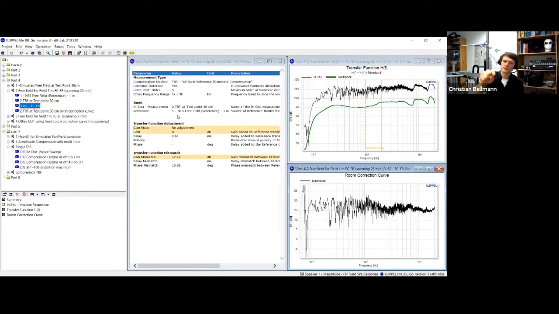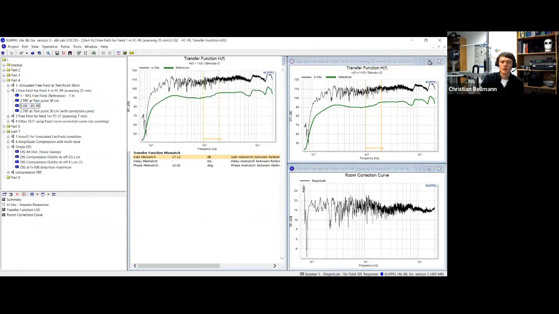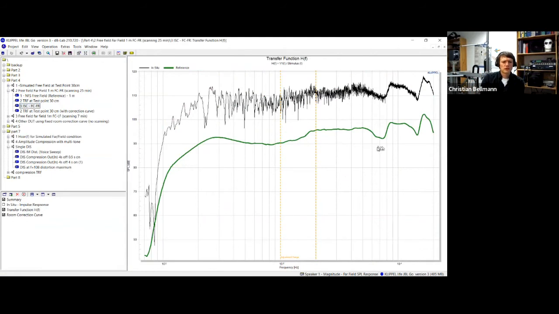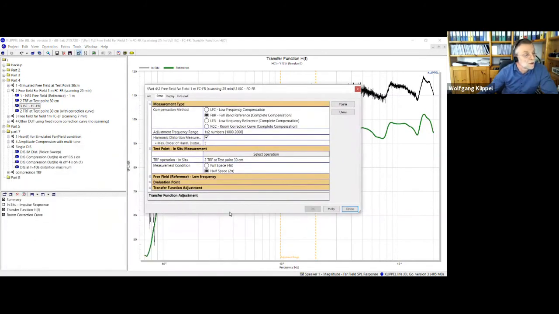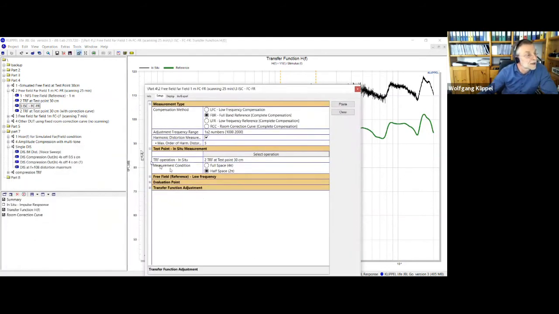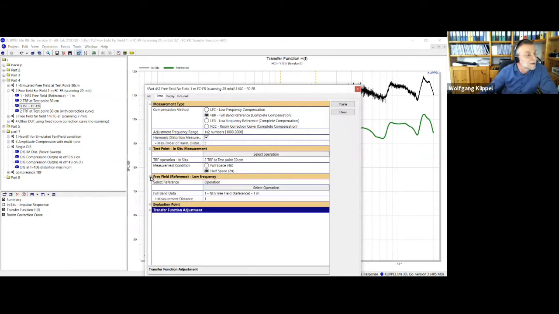You see in the transfer function window that we also have an offset between the two curves. It's about 16 dB, and this is the half space and the distance from 30 centimeters to 1 meter. Christian, maybe we should also show how we have set this. We have the test point, which is similar to the first experiment. Correct. But now we are here at the evaluation point.